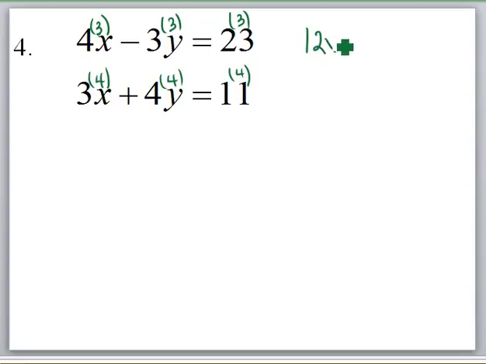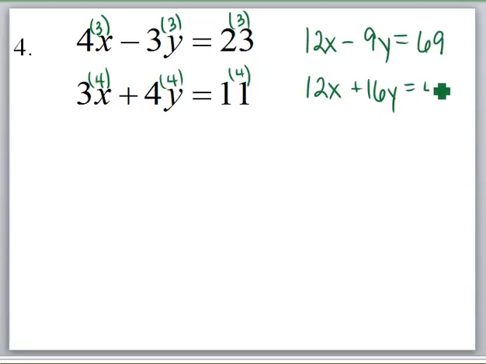So we get 12x minus 9y equals 69. Down below I get 12x plus 16y equals 44. Well, now I have two positives, and I need one of them to be negative. So what I really wanted to do was actually multiply by a -4 everywhere. Or I could have just changed the signs once I came over here. So what happens is these create 0.